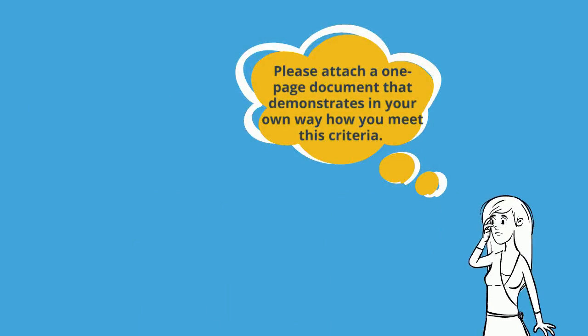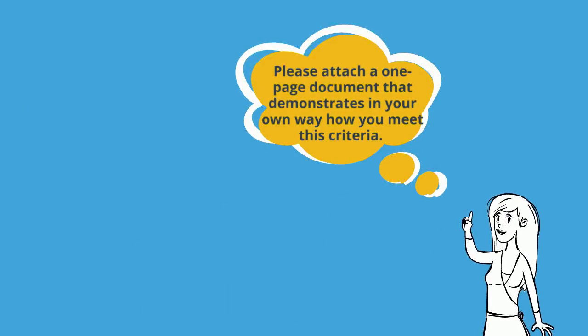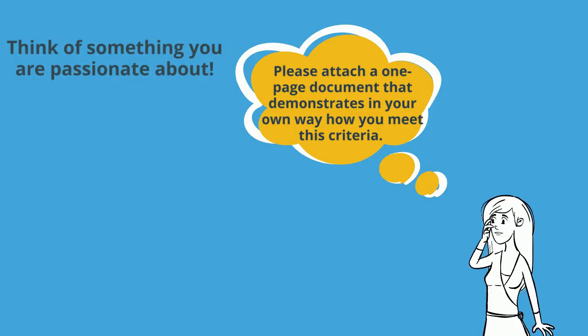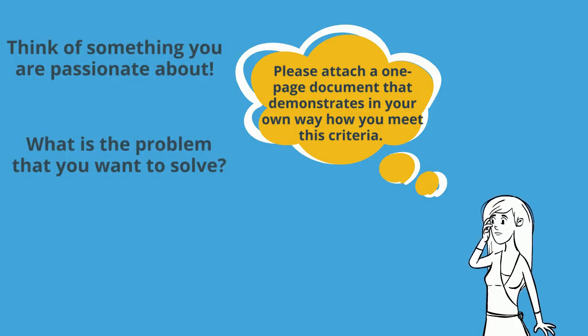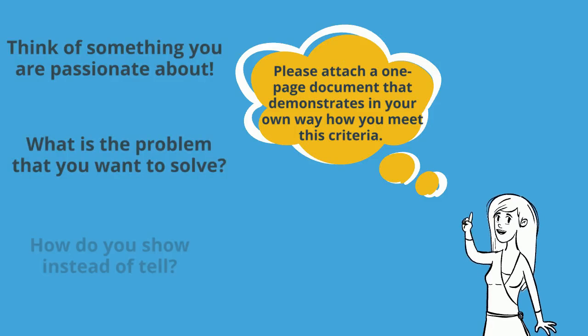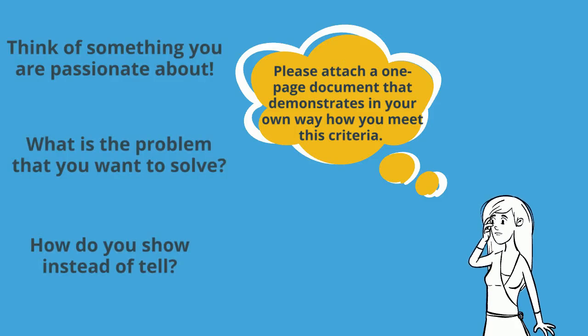The final question of the Queen's Chancellor application is your creative one-page document. So you really want to think about the following questions when you're thinking about your creative. What are you passionate about? What is the problem that you're wanting to solve? And how do you show instead of tell?